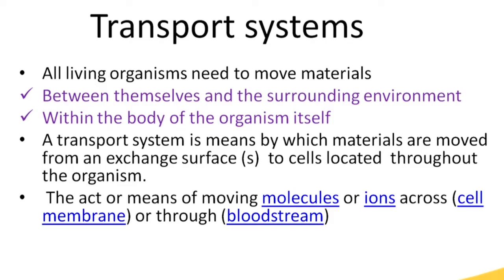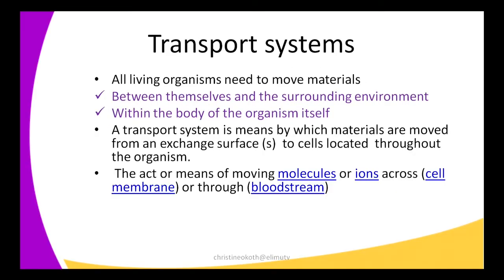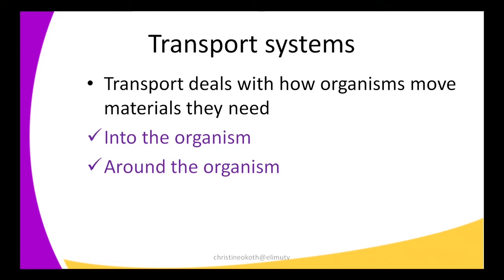So we can also define a transport system as an act or means of moving molecules or ions across the cell membrane or through the bloodstream. So most of the materials which are moved in human beings or in organisms, mostly we use the blood. So the blood system is the one which tries to circulate. For example, the blood system helps circulate the nutrients, the oxygen levels, and also other kind of nutrients which are needed in the body. Transport deals with how organisms move materials they need.